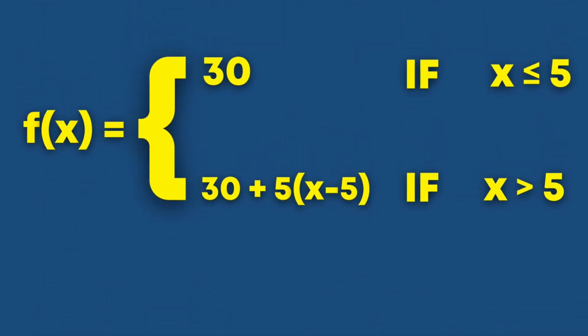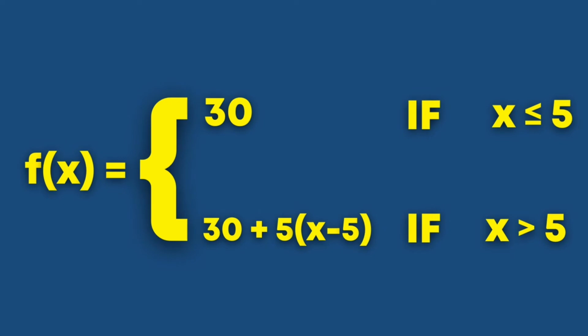So this is an example of a piecewise function. This is because there is a conditional statement inside the question itself. So in this case, f(x) may be equal to 30 pesos, or it can also be equal to 30 plus 5 times (x minus 5). This formula was derived from the question itself. This is because, again, for every succeeding kilometer after 5 kilometers, there will be an additional 5 pesos charge.